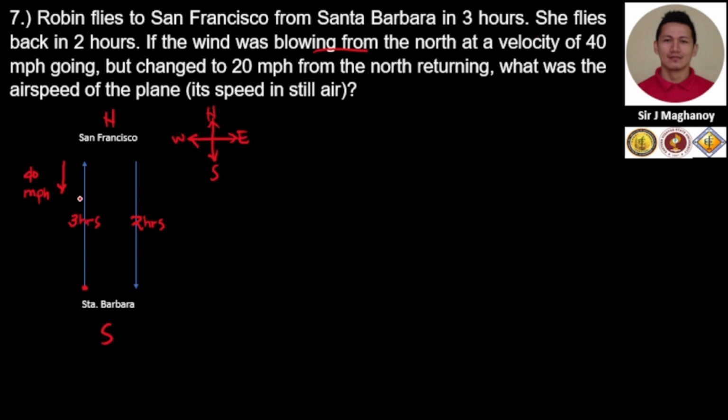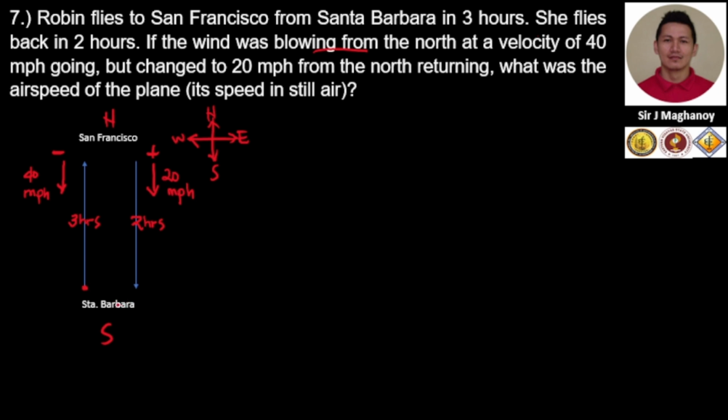Here, instead of opposing, the wind is pushing the plane an additional 20 miles per hour. So here it is a minus condition and here it is a plus. Here your speed is being deducted by 40 miles per hour. Here your speed is plus 20 because the wind is blowing going to Santa Barbara.